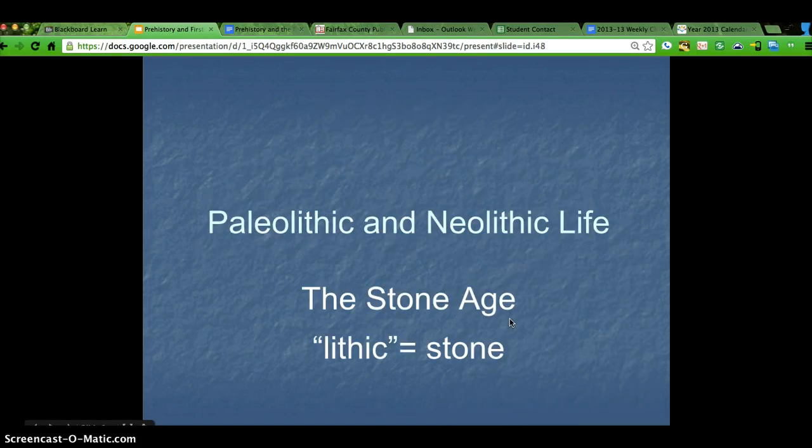Now we get to the Paleo and Neolithic eras of prehistory. Paleo is old. Your teacher is a paleo. Neo is new. That's you guys. You're much younger than your teacher. Lithic means stone. Old stone, new stone.